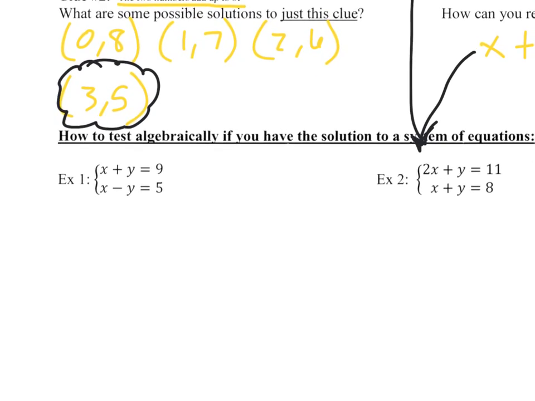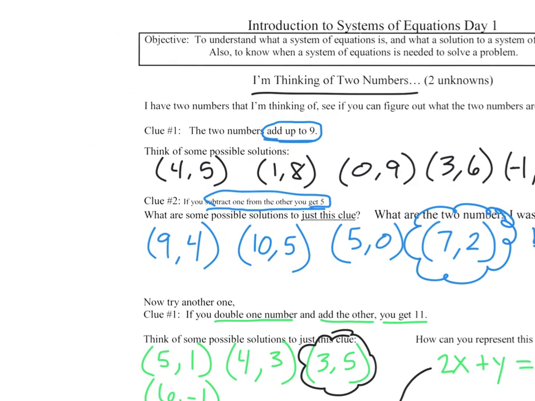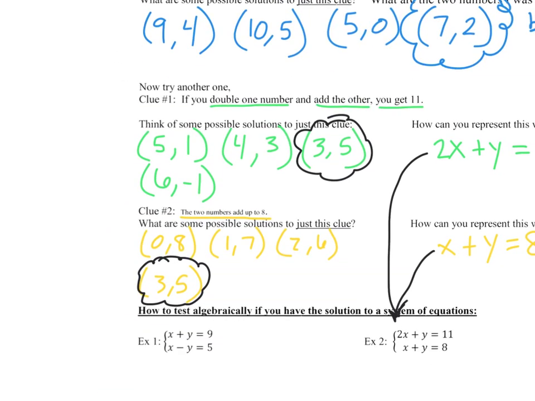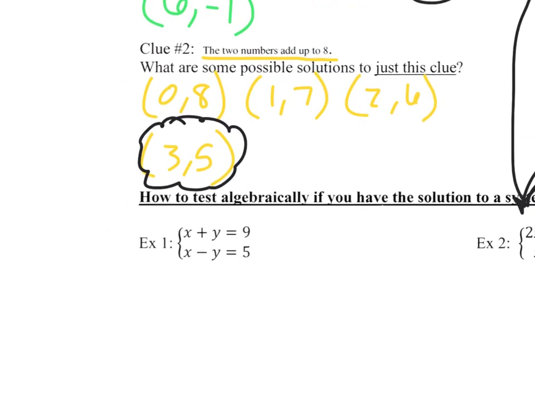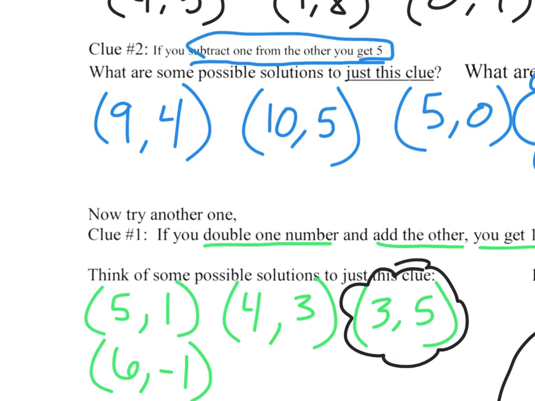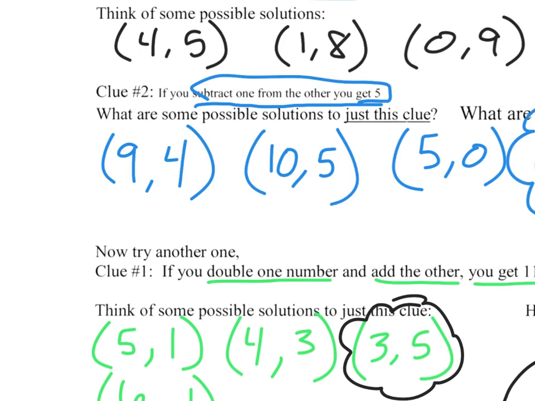Notice this is clue number 1 for the first problem. It says two numbers that add up to 9. Let me go back up here so you could see that. That was clue number 1, two numbers that add up to 9. And then the second clue was, if you subtract the two numbers, you get 5. So that's x minus y equals 5. Where was clue number 2? Right there. If you subtract one from the other, you get 5.